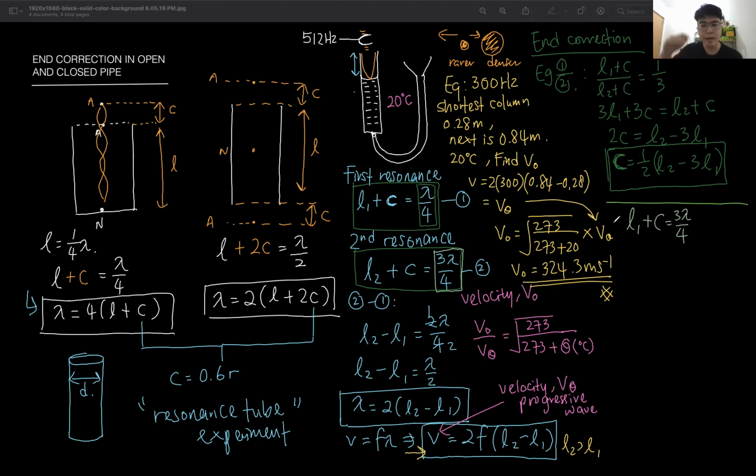And then for the second one, I lower the water level. I hear another loud sound. That could be L2, the next harmonic, which is 5 lambda over 4.